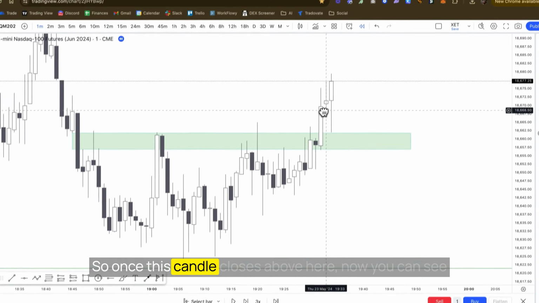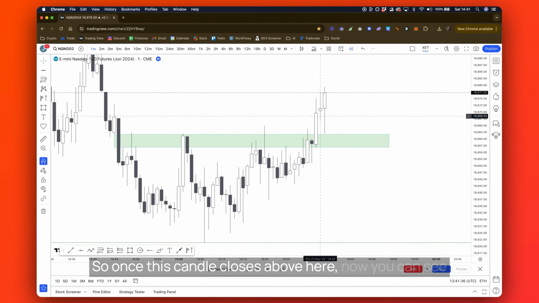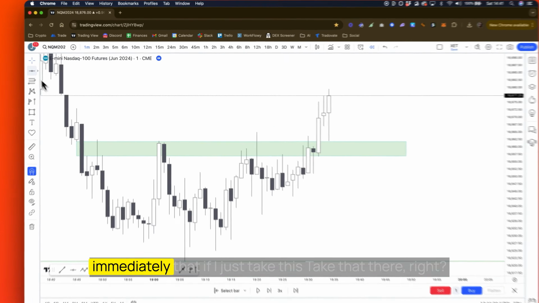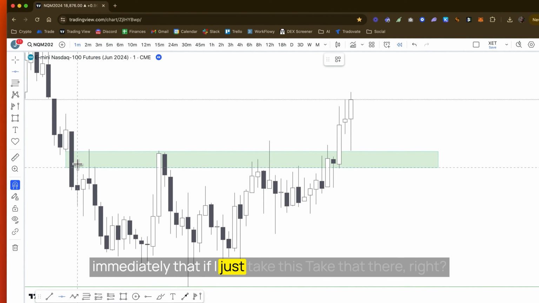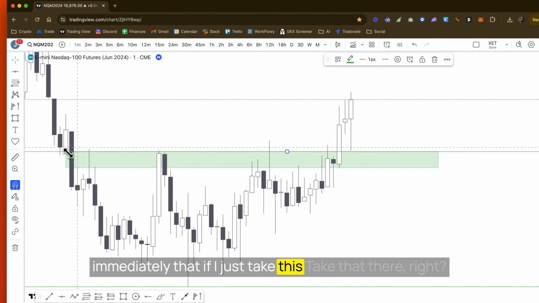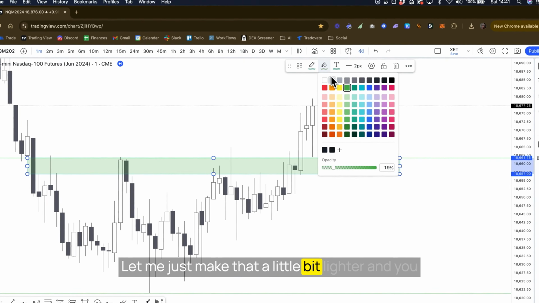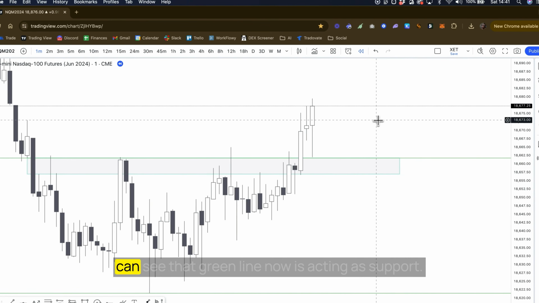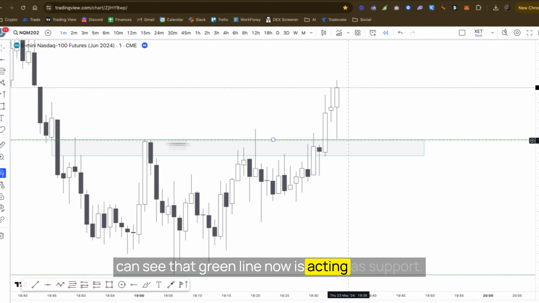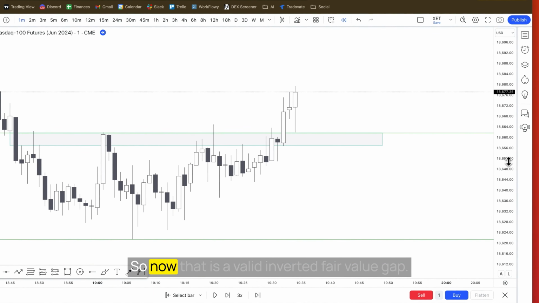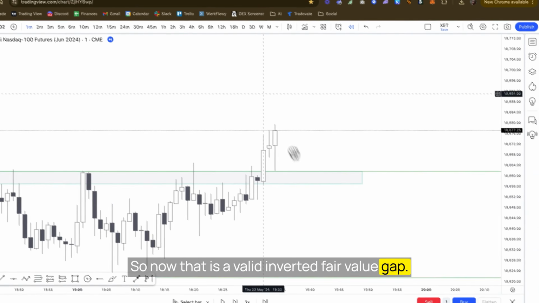So once this candle closes above here, now you can see immediately that if I just take that there, right? So there's a fair value gap, okay? Let me just make that a little bit lighter. And you can see that green line now is acting as support. It's the top of the fair value gap. So now that is a valid inverted fair value gap.